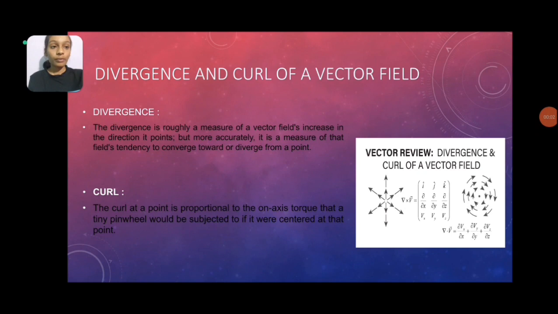Divergence and curl of a vector field. What is divergence? The divergence is roughly a measure of a vector field's increase in the direction of its points. But more accurately, it is a measure of that field's tendency to converge towards or diverge from a point. Curl. The curl at a point is proportional to the on-axis torque that a tiny pinwheel would be subjected to if it were centered at that point.